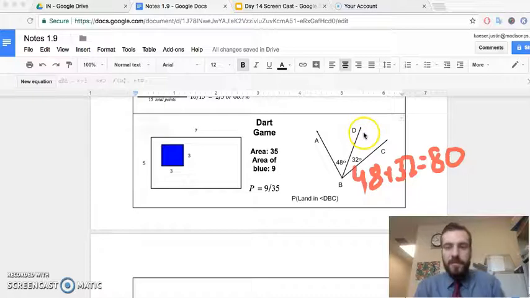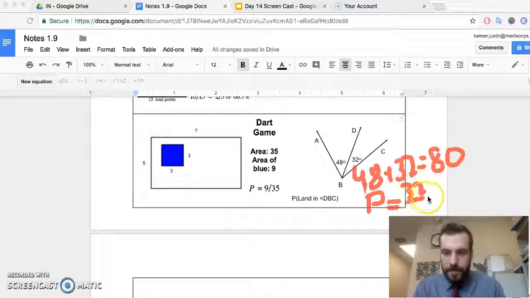And then we want to know, well, what's our desired outcomes? Well, that's just DBC, or 32 degrees. So our probability equals 32 over 80, or we can simplify that down to 2/5.